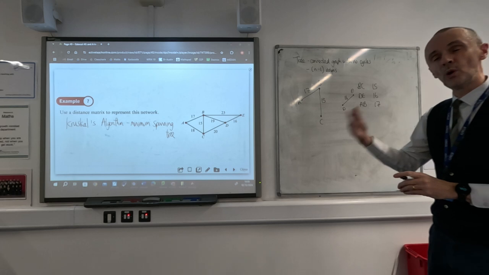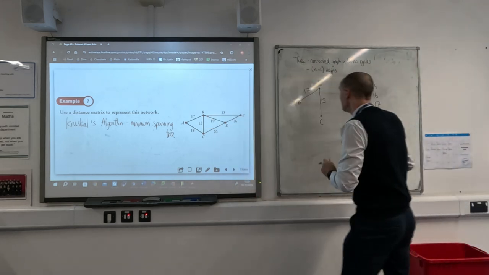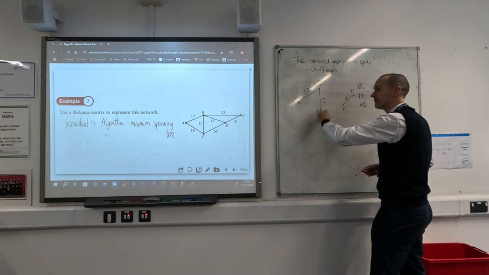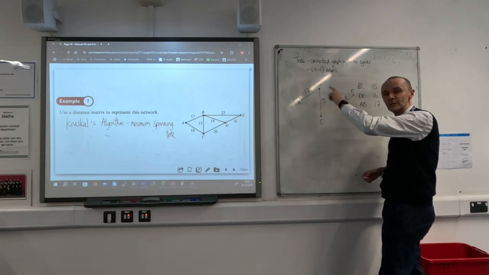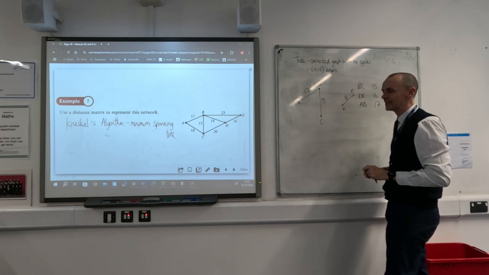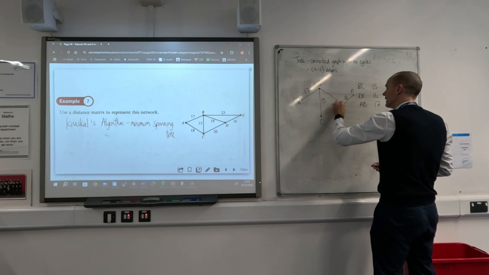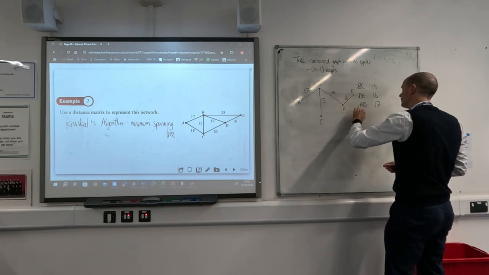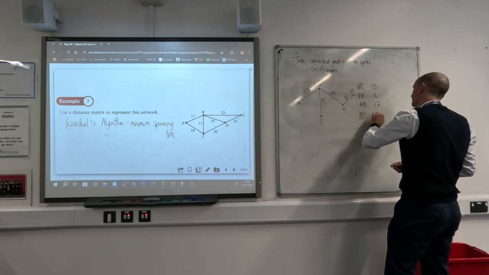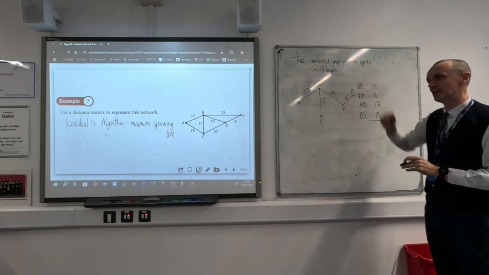So the next one I want to pick is A to C. That's the next shortest, but that will create a cycle. A cycle, remember, is a route through a network that starts and finishes at the same point. So I'm not going to pick A to C as the next one. I'm going to skip on to the next one, which is B to D, which is 19. And then I stop, because I've hit n-1.